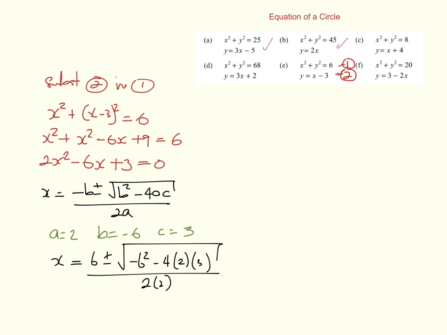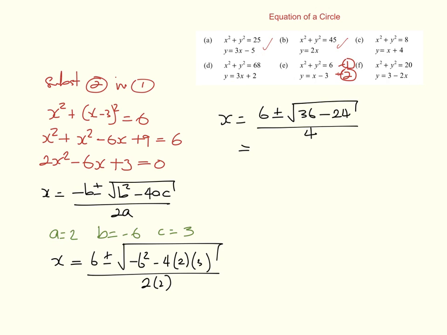Now once we've got that, that's going to tell us then that x will be equal to 6 plus or minus the square root of 36, take away, well, 4 times 2 is 8, and 8 times 3 is 24. So then that gives us 24 there, all over 4.